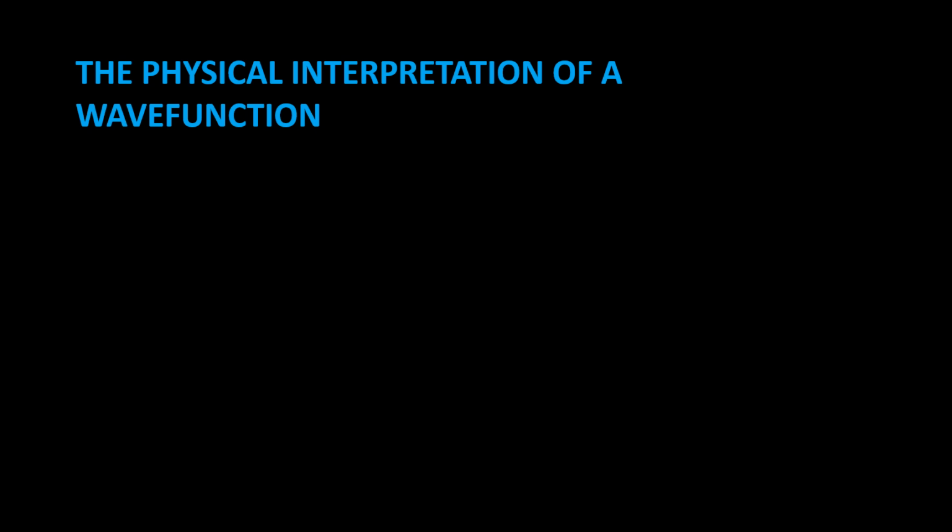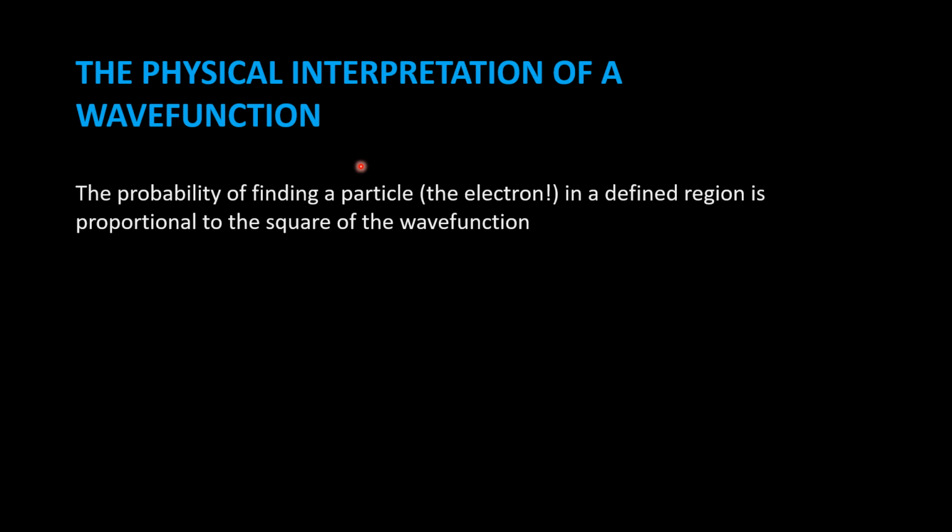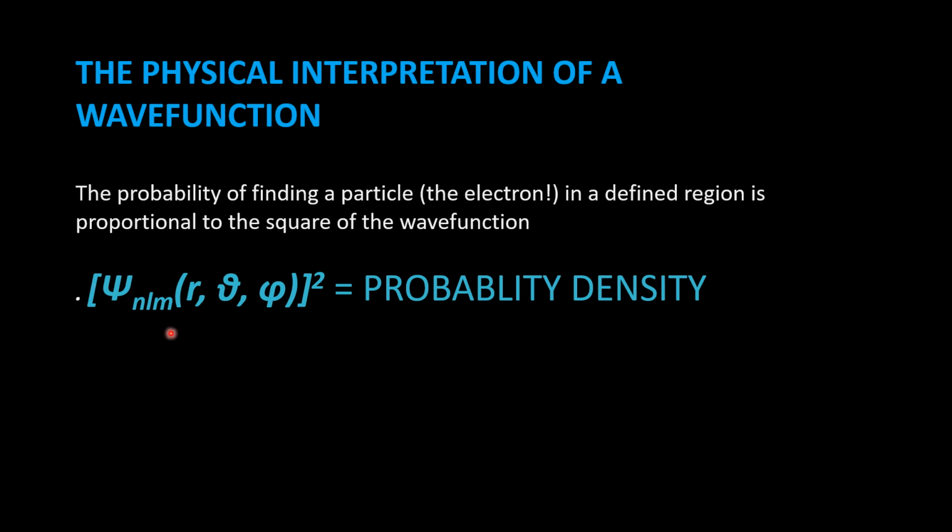Okay, now we go to the physical interpretation of the wave function, that is, what the wave function is and how it looks. It is related to the probability of finding the electron in a defined region, and is proportional to the square of the wave function. We define the wave function amplitude squared, psi n L m of r, theta and phi amplitude squared, as the probability density, that is, the density of finding the electron per unit volume. The wave function depends on the specific r, theta and phi, so there is a specific area, per unit area, which has a specific value of r.